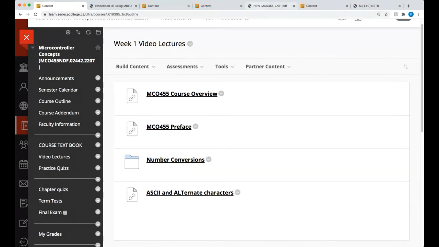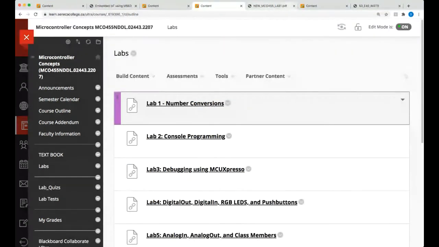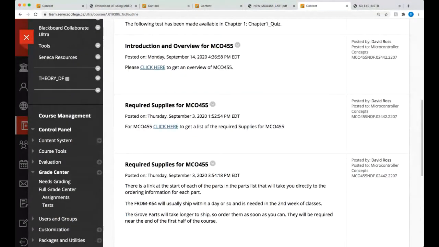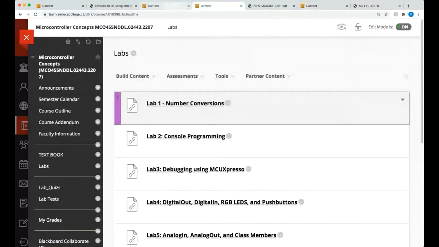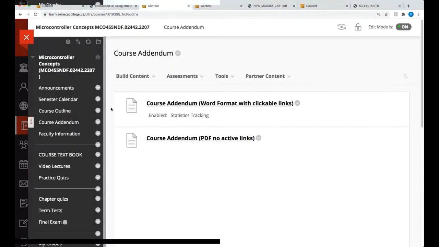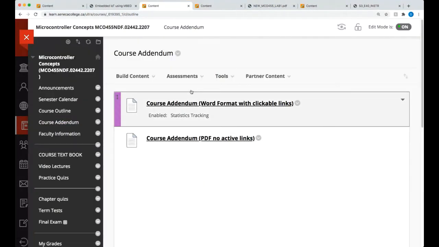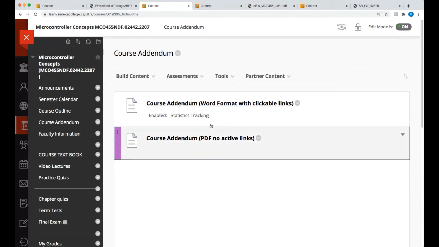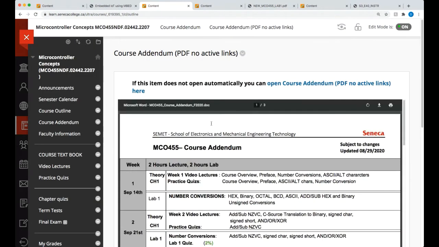And let's take a look again at where the timing is. Let's see, are we here? This one, we'll get the right one eventually. Where did my addendum go? It's on here one of these places. If not, I'll just pull it up again. So let's do that. So this is the most important document that we've got. And there are 2 versions here, a Word format and a PDF with no clickable links. Let's take a look at that.